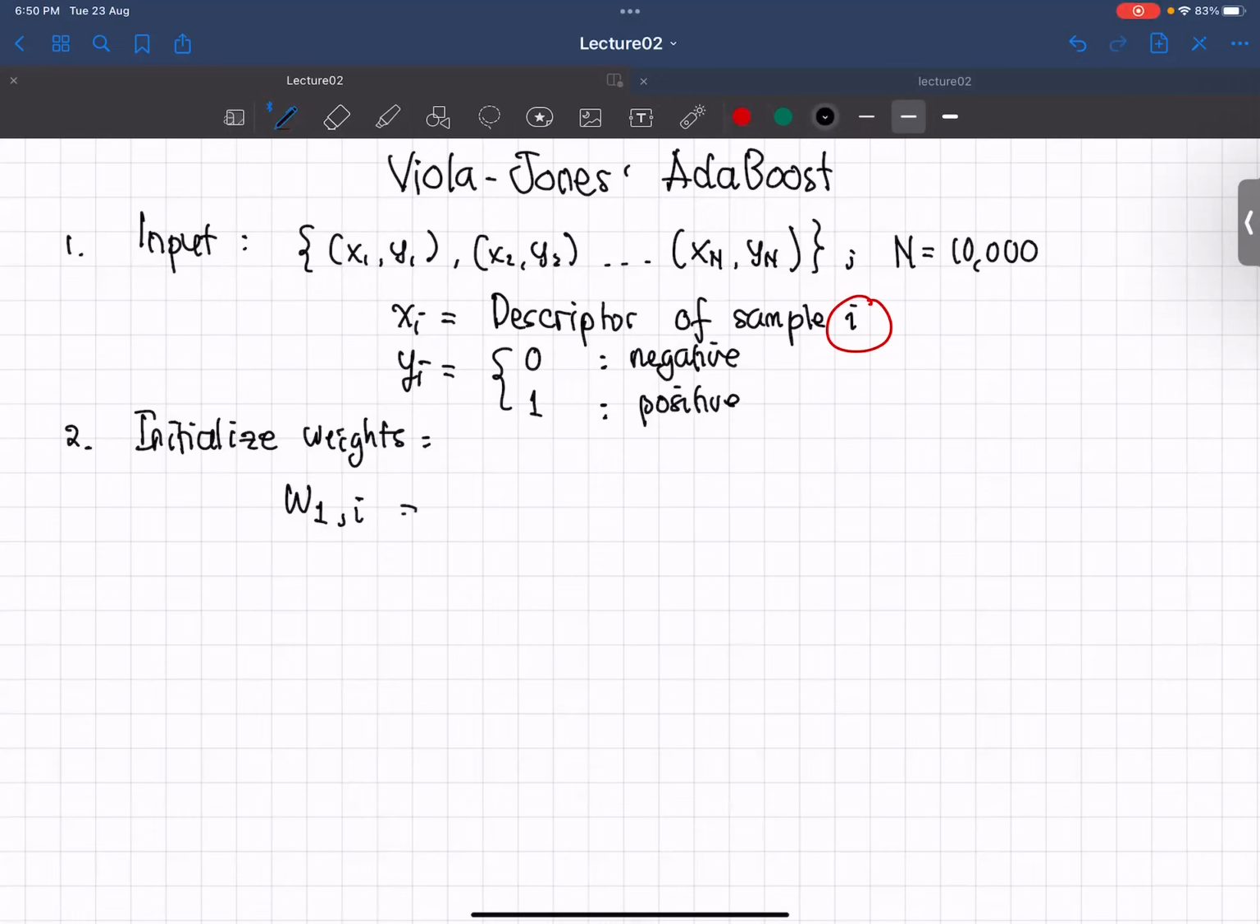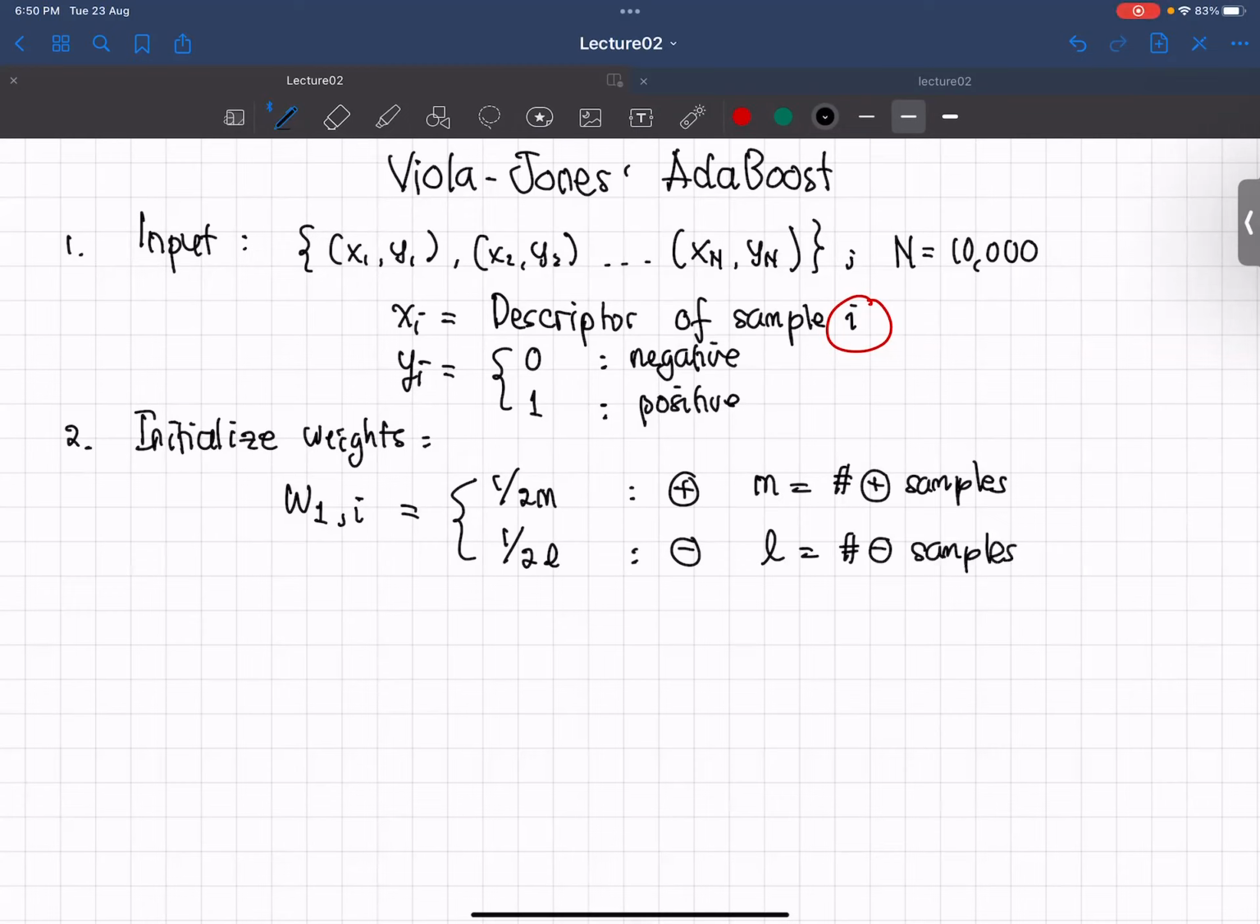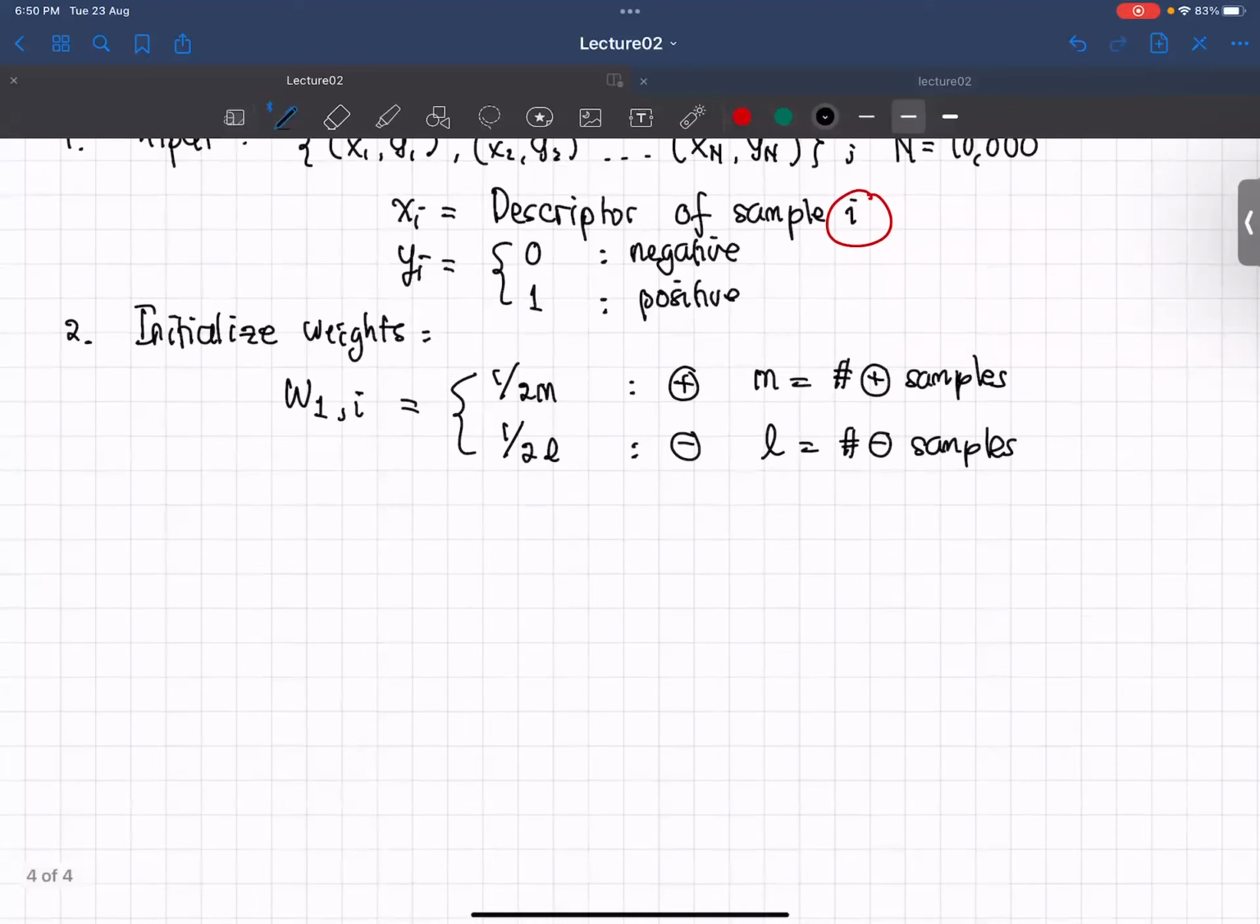Right, so in this case, we have 1/2m and 1/2l. This is for positive and this is for the negative samples. Assuming m is the number of positive samples, and l is the number of negative samples. In our case, m and l are equal: m equals 5,000, l also equals 5,000. Any questions here? Okay, so very simple initialization.